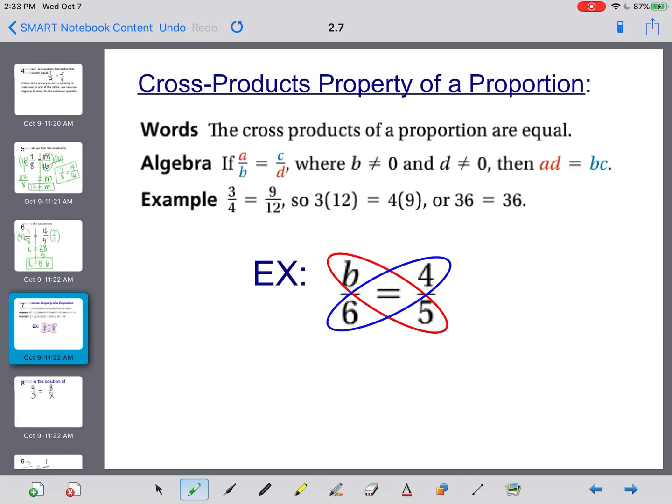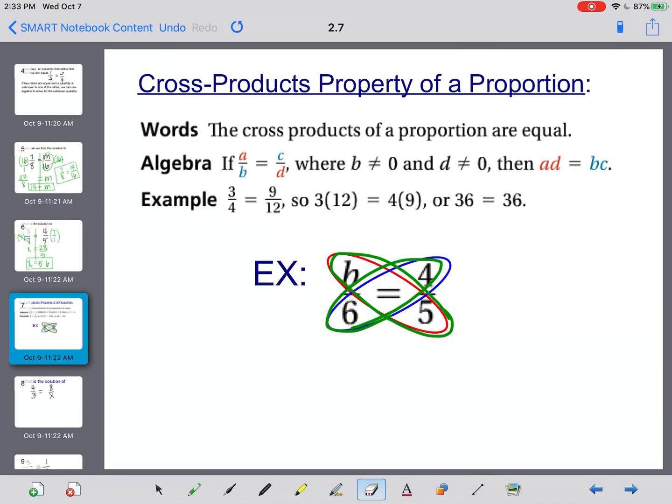Okay, that's the way we have been doing it so far, but now they're going to show us this new property called the cross products property of a proportion, telling us that the cross products of a proportion are also equal. So if I multiply the numbers that are across from each other, they have to be equal to the other set of numbers that are across from each other.